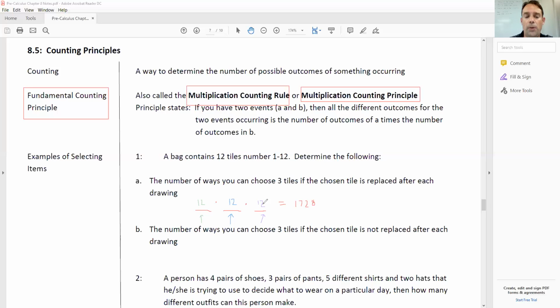All right, why don't you try part B here, if we don't replace the tiles after selecting. Go and pause the video and let's see what you come up with. All right, let's see how you did.